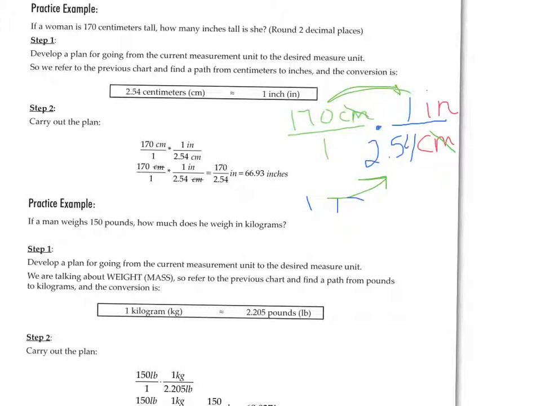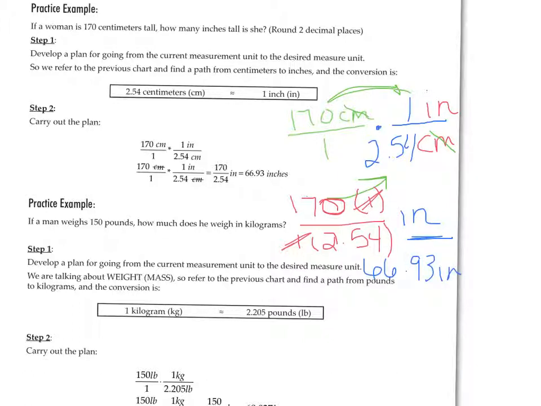170 times 1, which is 170, over 1 times 2.54. So the ones don't really mean anything. So we end up with 170 divided by 2.54, which is, you can see that right here where the author worked it out for you. You could do the long division on this. You could put it into your calculator to check it, but it comes out to be 66.93. And of course, we need to look at the units. Since the centimeters were diagonal, they canceled, and the units left were inches. So this is in inches now, 66.93 inches, and that's the rounded decimal there.